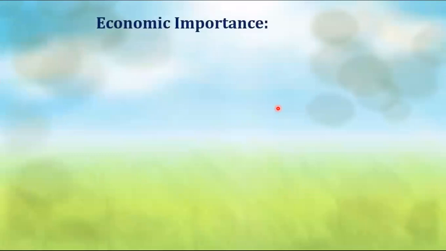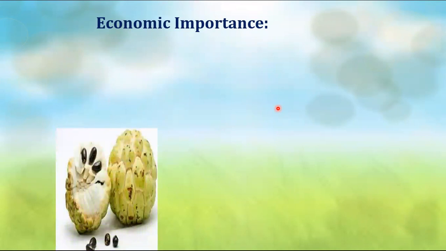Now the economic importance. The first is food. Now look at this fruit. This is the custard apple fruit, which is completely fleshy, edible and juicy. It is used for the preparation of soft drinks and jellies. Recent analysis shows that it contains 18% sugar. So they have good demand in the market, and most farmers are focused on the cultivation of such plants.